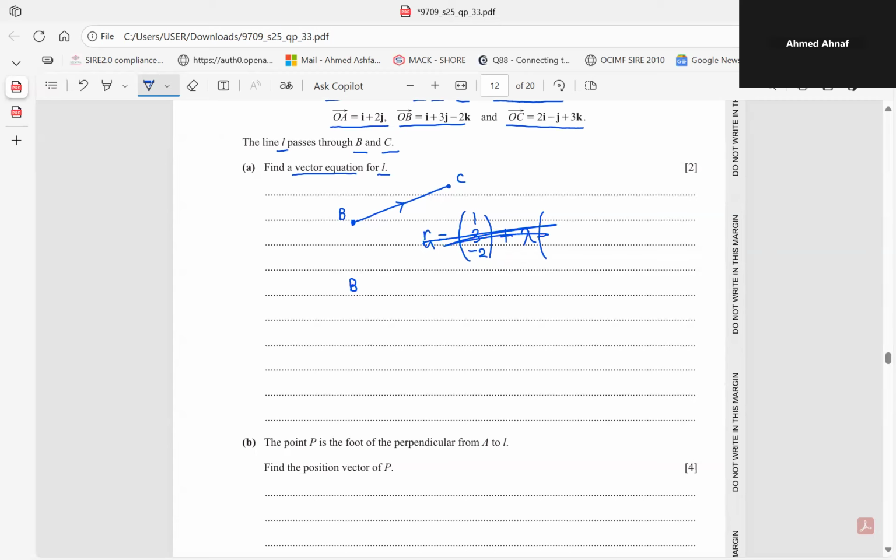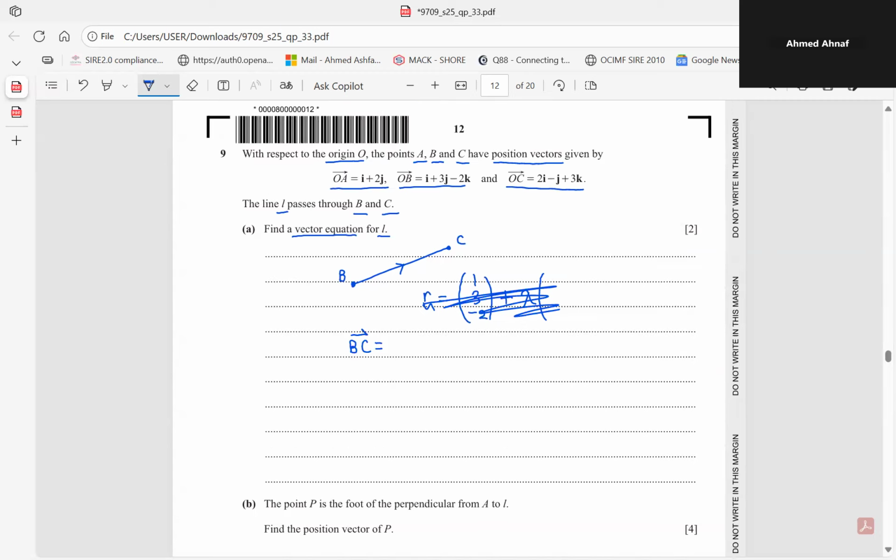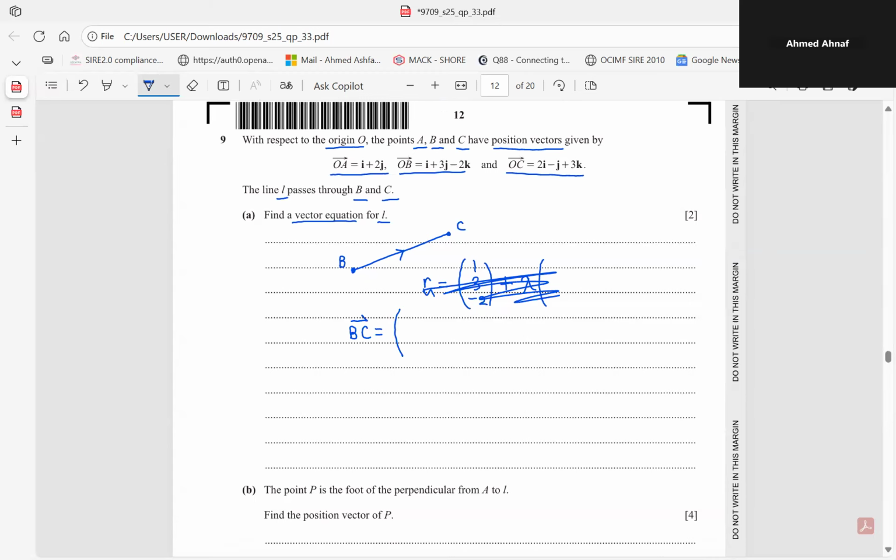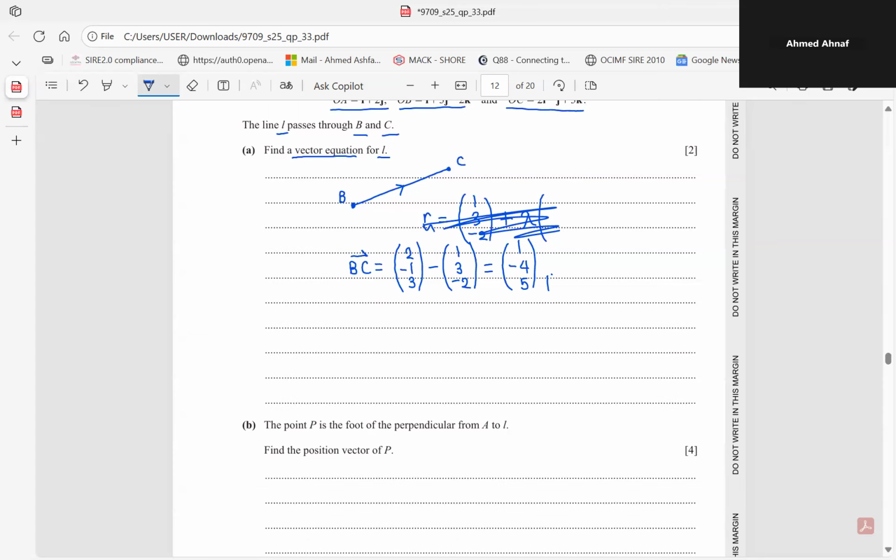So, okay, you know what? Let me cancel this out. So BC is going to be OC minus OB. So OC is (2, minus 1, 3) minus OB, that's (1, 3, minus 2). That equals (1, minus 4, 5). Okay, so this is our direction vector.